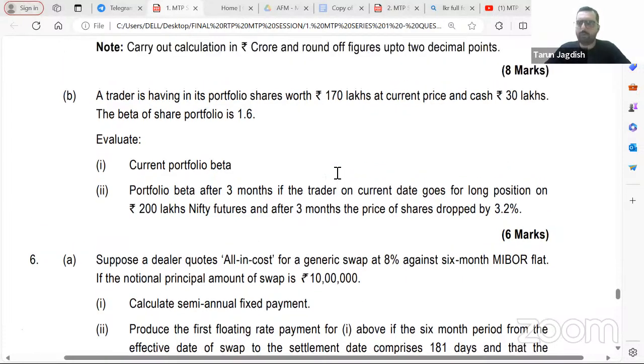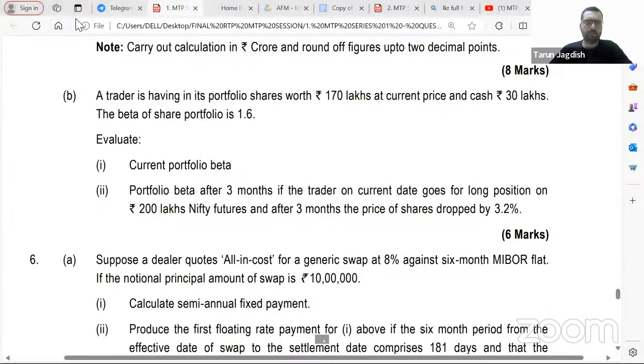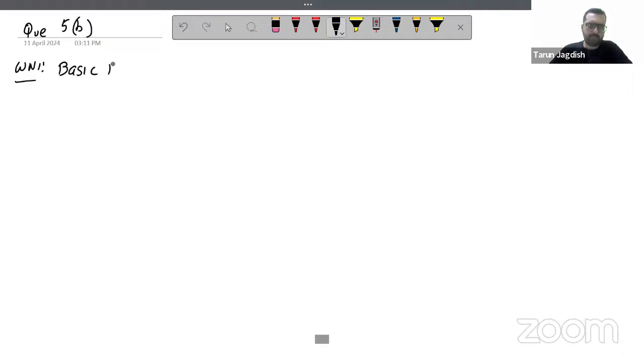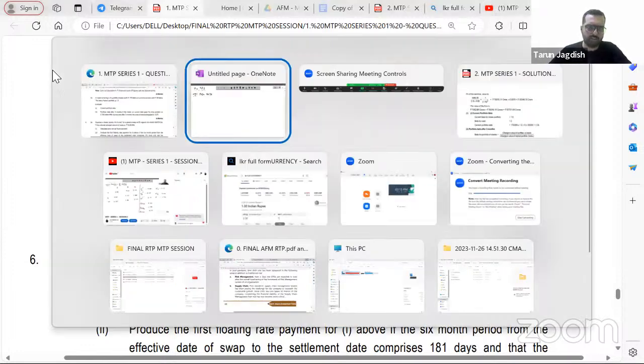Yes, friends. Can we do it together now? All right. So I'll write down over here. We are doing question number 5B. Friends, this is also a study material problem. I have done this in my regular class, and I think in Chennai also I did this question, or some other place. I'm not able to recall where. A trader is having a portfolio of 170 lakhs and cash of 30 lakhs.